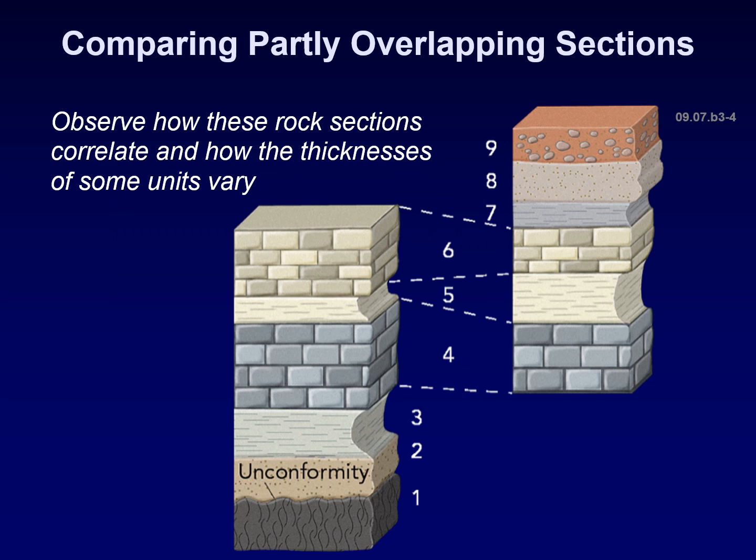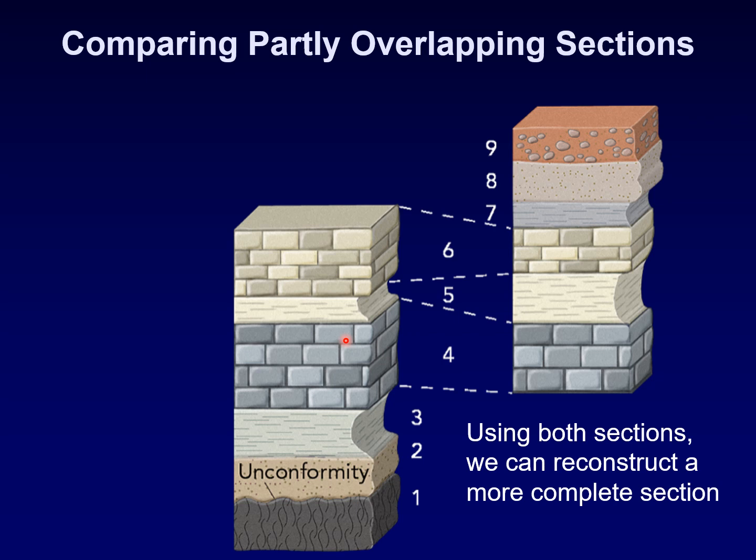And here I want you to look at these two layers. We've got this layer over here on the left with some basement unit, 1, and then an unconformity, and then unit 2, 3, 4, 5, 6, etc. And over here, we've got another unit, and it's got some of the same rocks, and it's missing some of the others. And it has some that this one doesn't. So I want you to look at how the thicknesses vary between the two. And using both, we can reconstruct a more complete section.